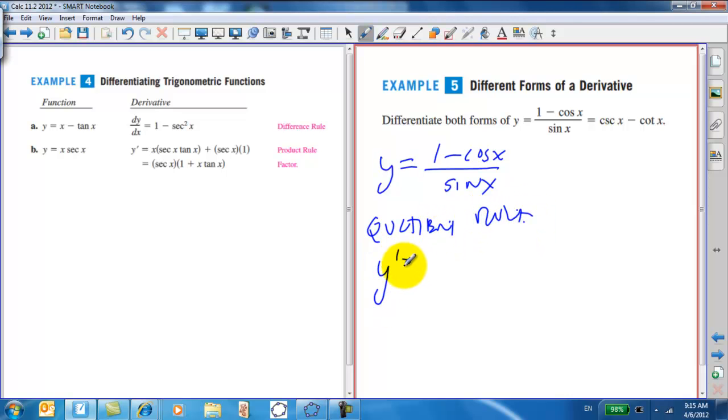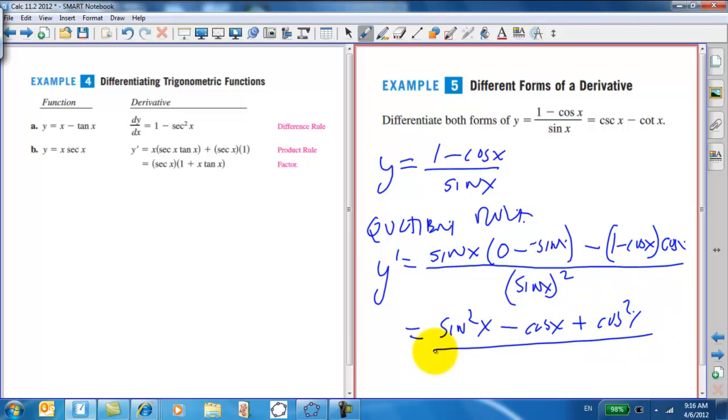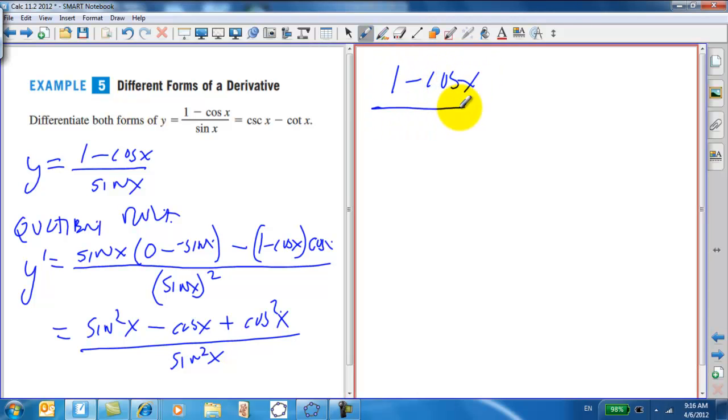We do the derivative. And so we get low d high, so the bottom, times the derivative of the top, which would be sine x. Remember, the derivative of the cosine is negative sine. Minus high, which is 1 minus cosine x, times the derivative of the bottom, which is derivative of the sine is cosine x, all over the bottom squared. So I'm getting sine squared x, plus, or minus cosine x, plus cosine squared x, over sine squared x. And so we get sine squared plus cosine squared is 1 minus cosine x all over sine squared x.